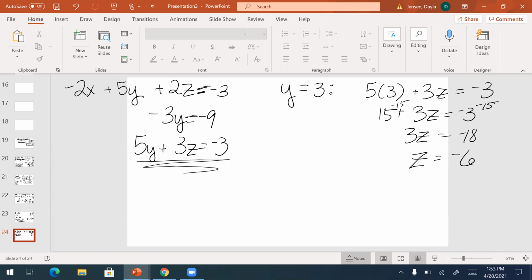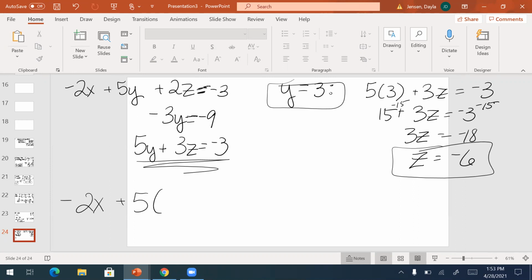So z must be -6. Okay, so now I know y, and I know z, and now I can go back to that first equation and substitute y equal to 3 and z equal to -6. Then the only variable that's left unsolved is x. 5 times y is 3 plus 2 times z is -6 equals -3.